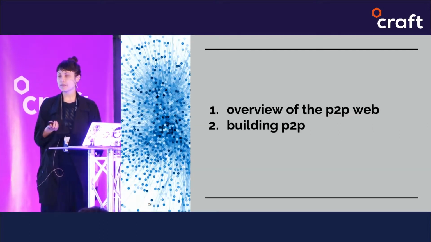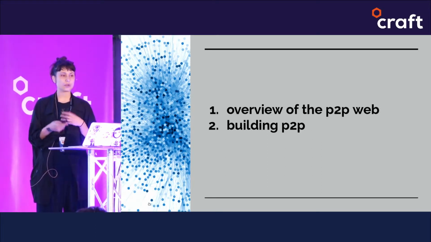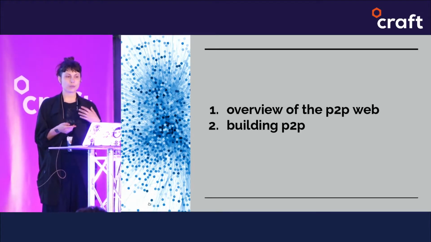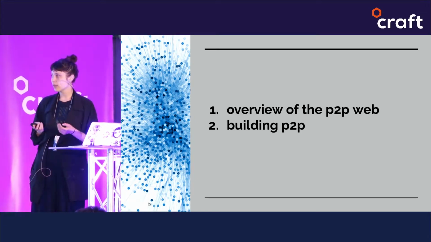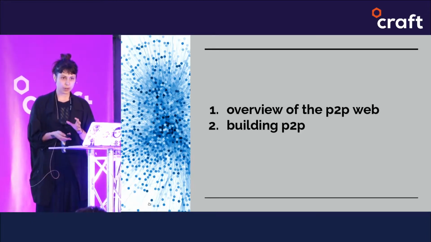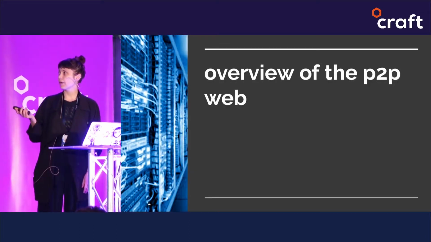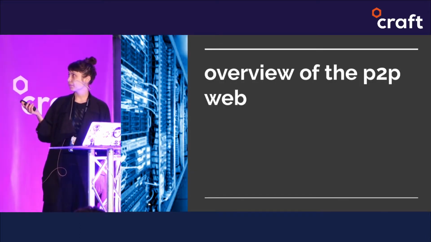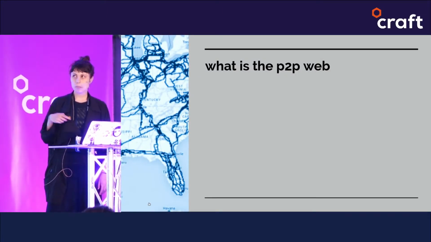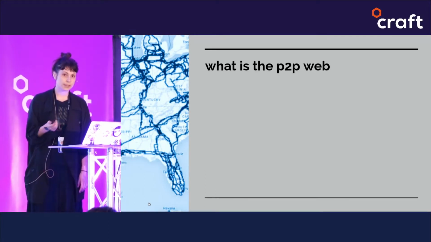So the structure of this talk is going to be sort of two parts. The first one is going to be an overview of the peer-to-peer web. We're going to do little vignettes of some of the popular emerging protocols. And then we're going to do a section of, if you were interested in building for this peer-to-peer web, what might you use? So the first part, what is the peer-to-peer web? But before we answer this question, let's talk about what is the centralized web.